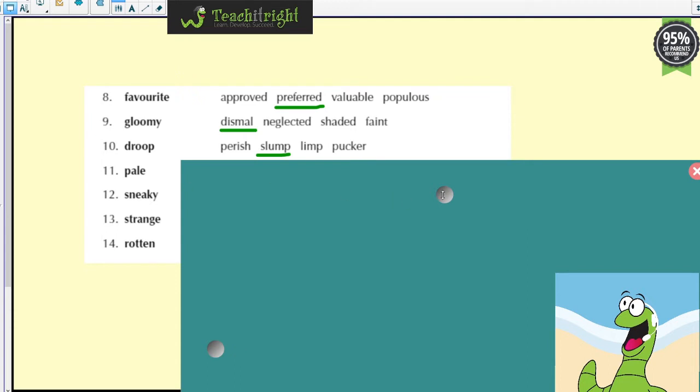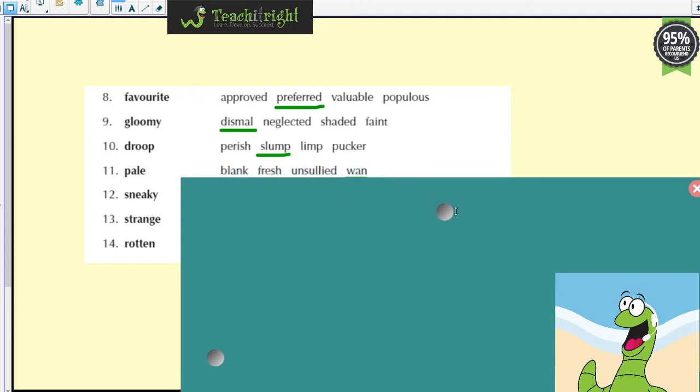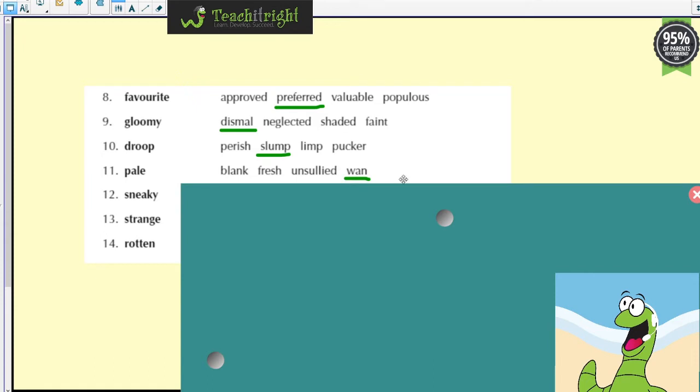Number 11, this is a toughie, I think. If something is pale, you would describe it as being wan. That's how you pronounce that, W-A-N, wan, which means pale. So you might have a wan color, or you might look a little wan. And again, it means pale.